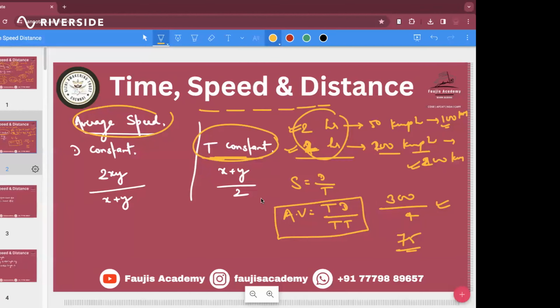Yes, sir. When the time is constant, in order to find out the average speed, we just find the average of these two speeds. One is 50 kmph, another is 100 kmph. How much is the average? Tell me. How much is the average, guys? Harishri, how much is the average? Yeah, I know everyone has woken up. What is this number over here? 75. You got this.